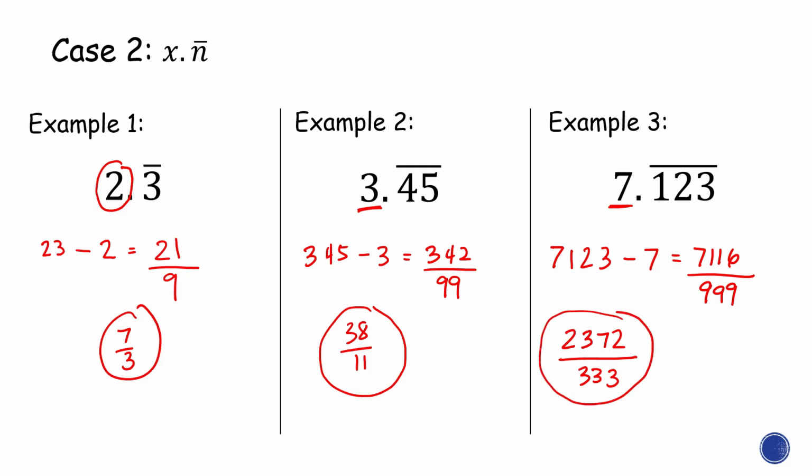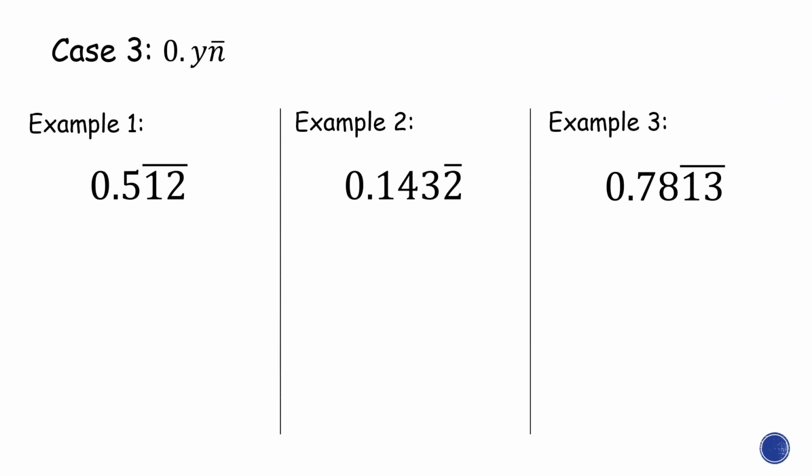All right, let's go to case number 3 now. In case number 3, the ones digit is 0. And then after that, there are some digits that are not repeating together with the repeating digits. So for example, in number 1, we have 0.5 and the repeating digits are 1, 2. So how are we going to solve this?